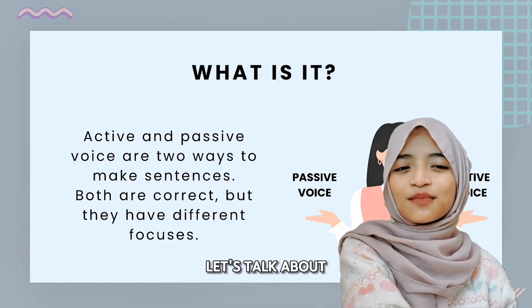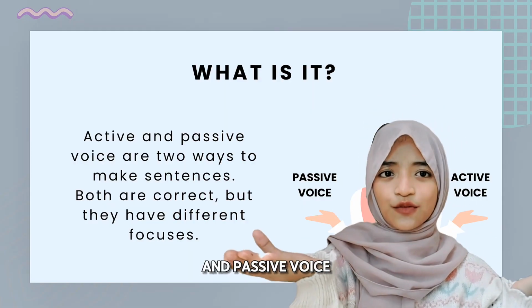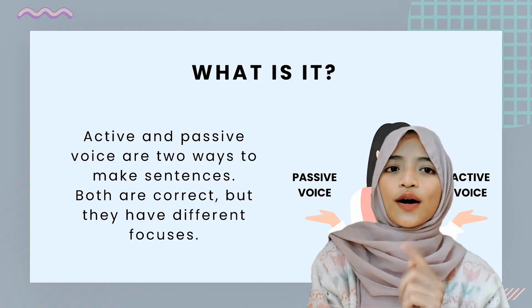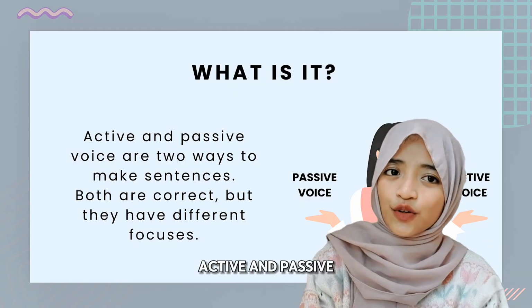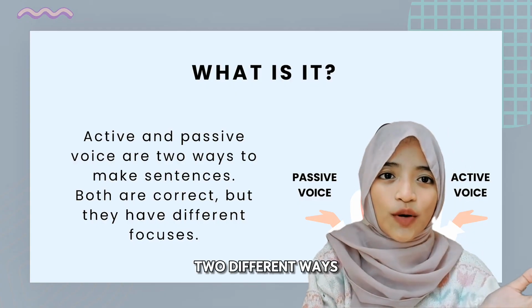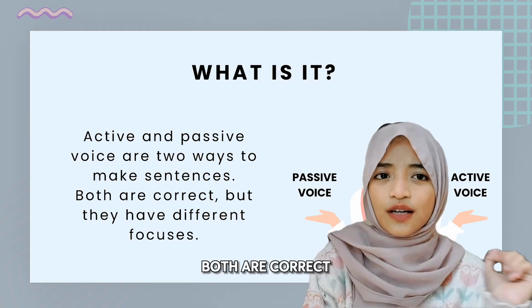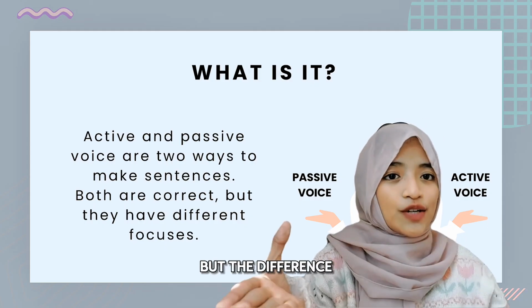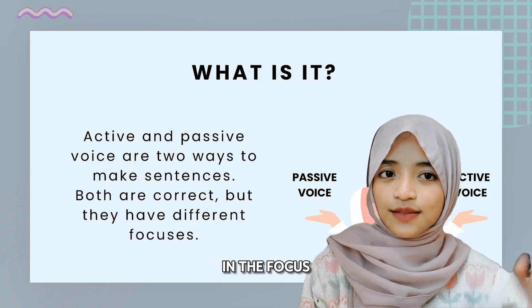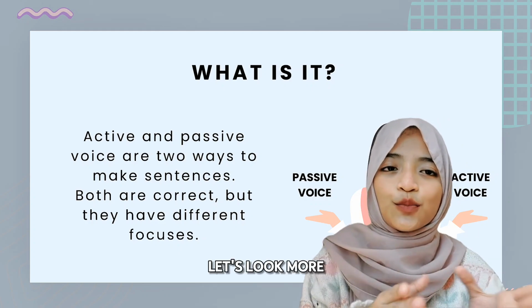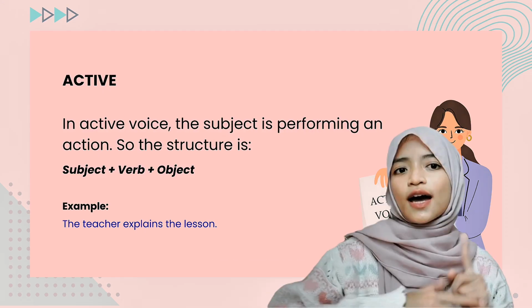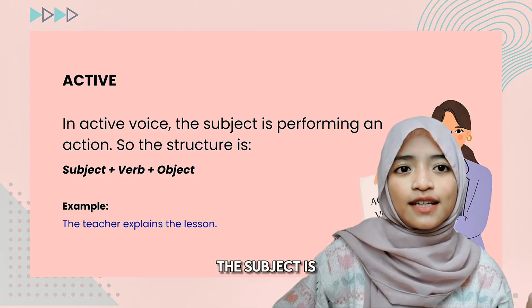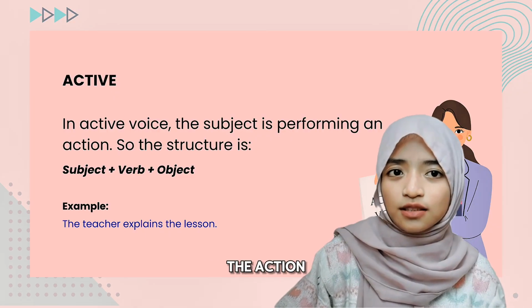Alright, now let's talk about what active and passive voice actually are. Active and passive voice are simply two different ways to make sentences, guys. Both are correct, but the difference is in the focus. To make it clear, let's look more closely at active voice. In active voice, the subject is the one performing the action.